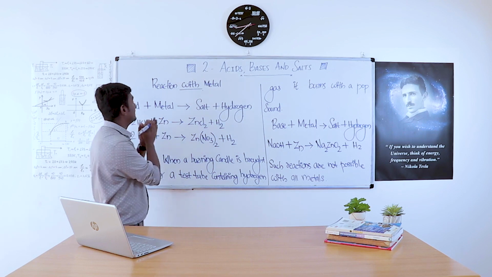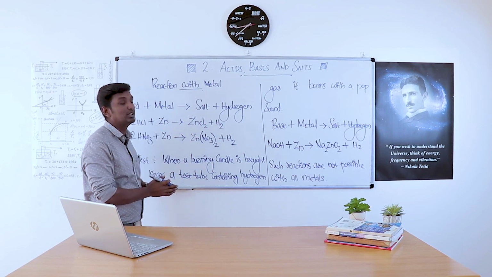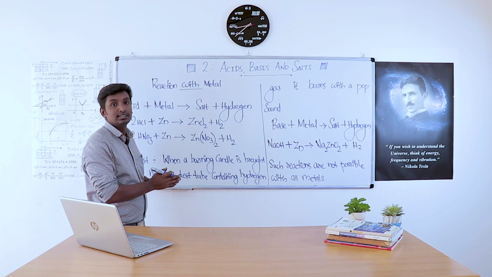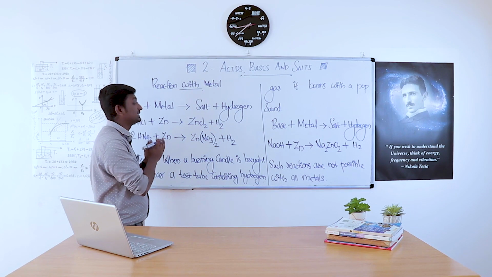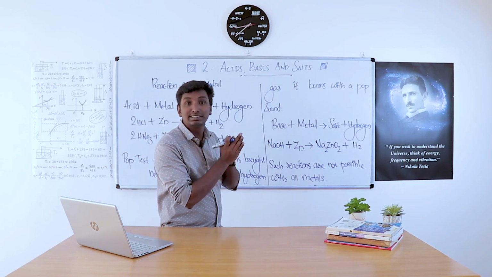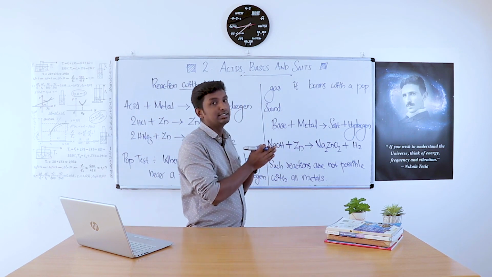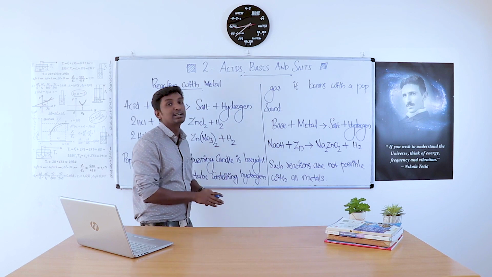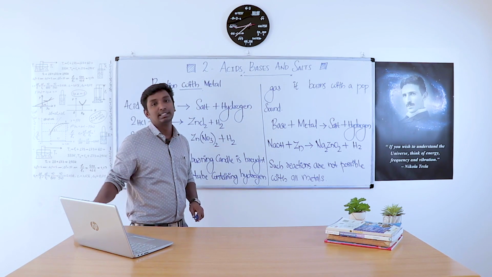So when an acid reacts with a metal, it gives salt and hydrogen. The test for hydrogen is the pop test. A base reacting with a metal gives the same products, salt and hydrogen. But these reactions are not possible with all metals.